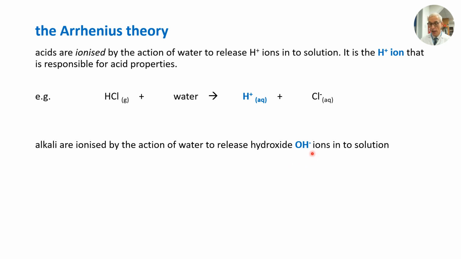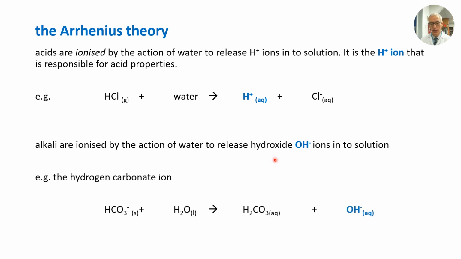Similarly, in the Arrhenius theory, alkali are ionized by the action of water to release hydroxide ions into solution. So if we take the hydrogen carbonate ion HCO3-, dissolve that as a solid, otherwise known as bicarbonate, into water, the reaction of water with the hydrogen carbonate generates a hydroxide ion, and therefore we would say hydrogen carbonate is an alkali. And this is usefully summarized as the Arrhenius theory. Later on in this lesson, we're going to replace that with the Bronsted-Lowry.